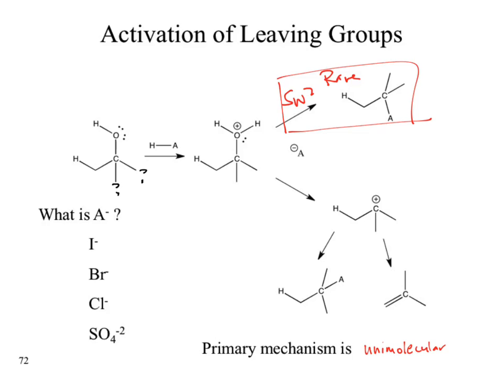Define protic. Has hydrogen. What does HI have? Hydrogen. Not only does it have just hydrogen, it is by definition a proton because HI is a strong acid. HBr, strong acid. HCl, strong acid. H2SO4, strong acid. All of them are by definition protic, which means all of them are going to favor the unimolecular mechanism. Okay?